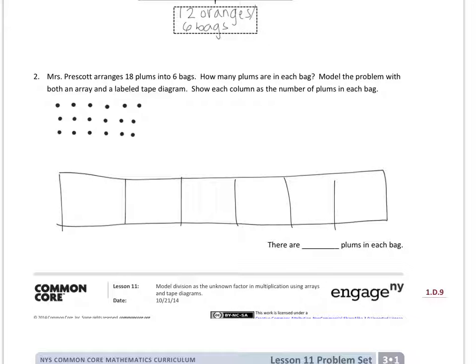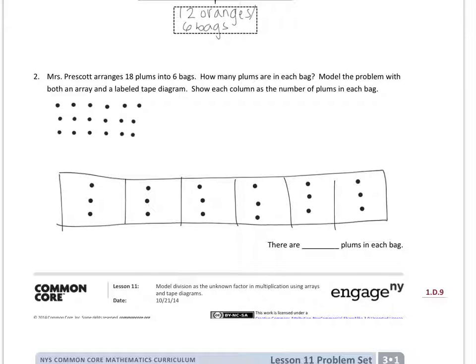Alright, so now how many are going to go into each section? Well, how many plums are in each bag? 3. 1, 2, 3. 1, 2, 3. And I continue that in every section.